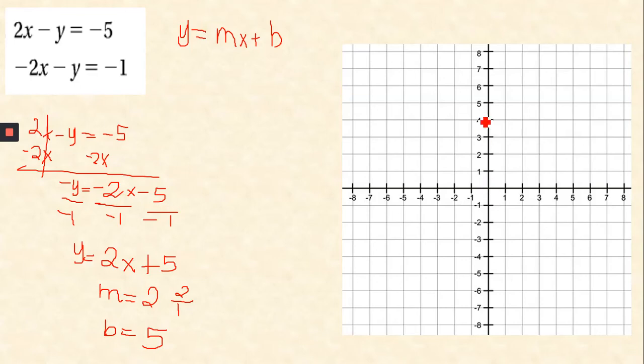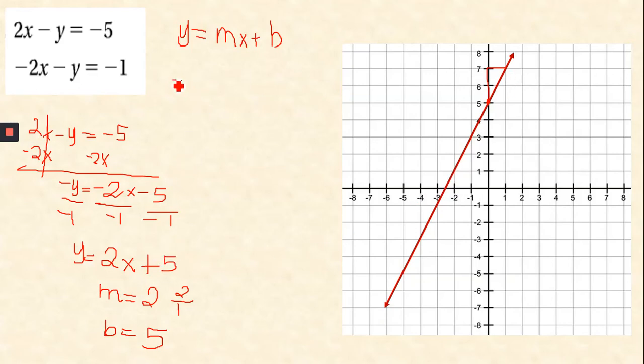Locate first your y-intercept. Your y-intercept is on the y-axis. It is here, 5. And then we're going to move based on your slope. Your slope is 2 over 1. So positive 2, 2 up. From your y-intercept, 1, 2. Your denominator is positive 1, so 1 to the right. So that is now the graph of the first equation.